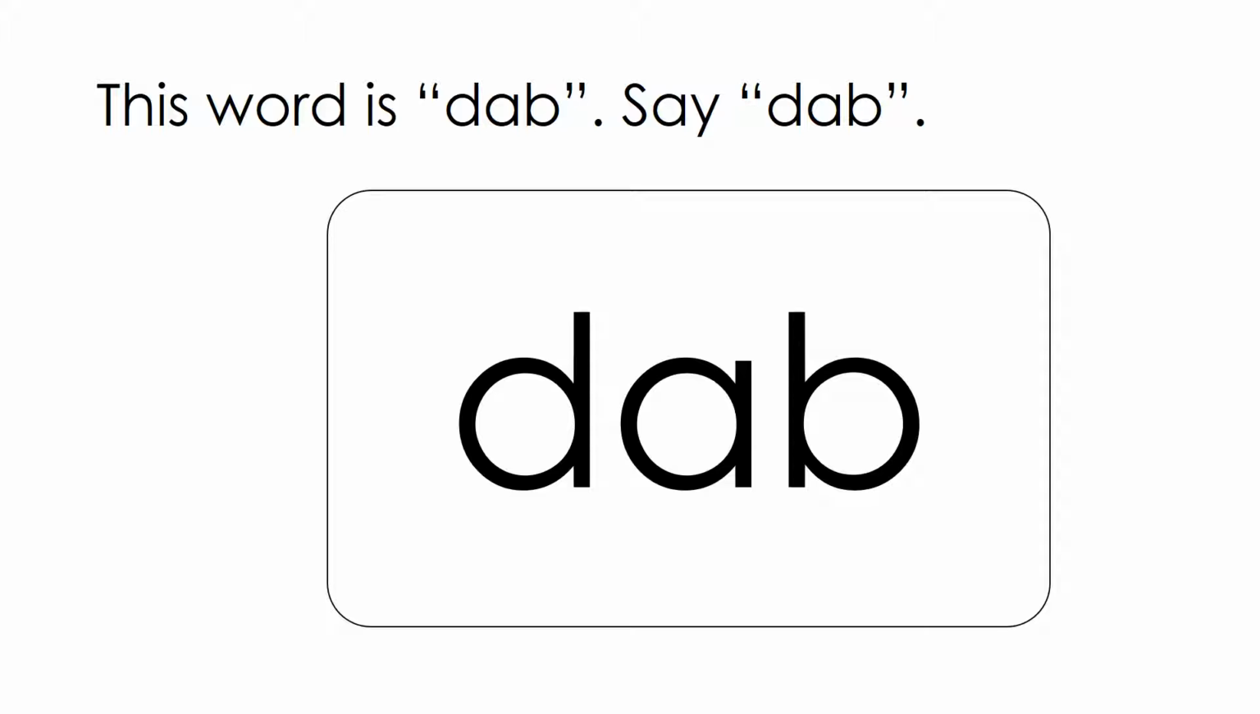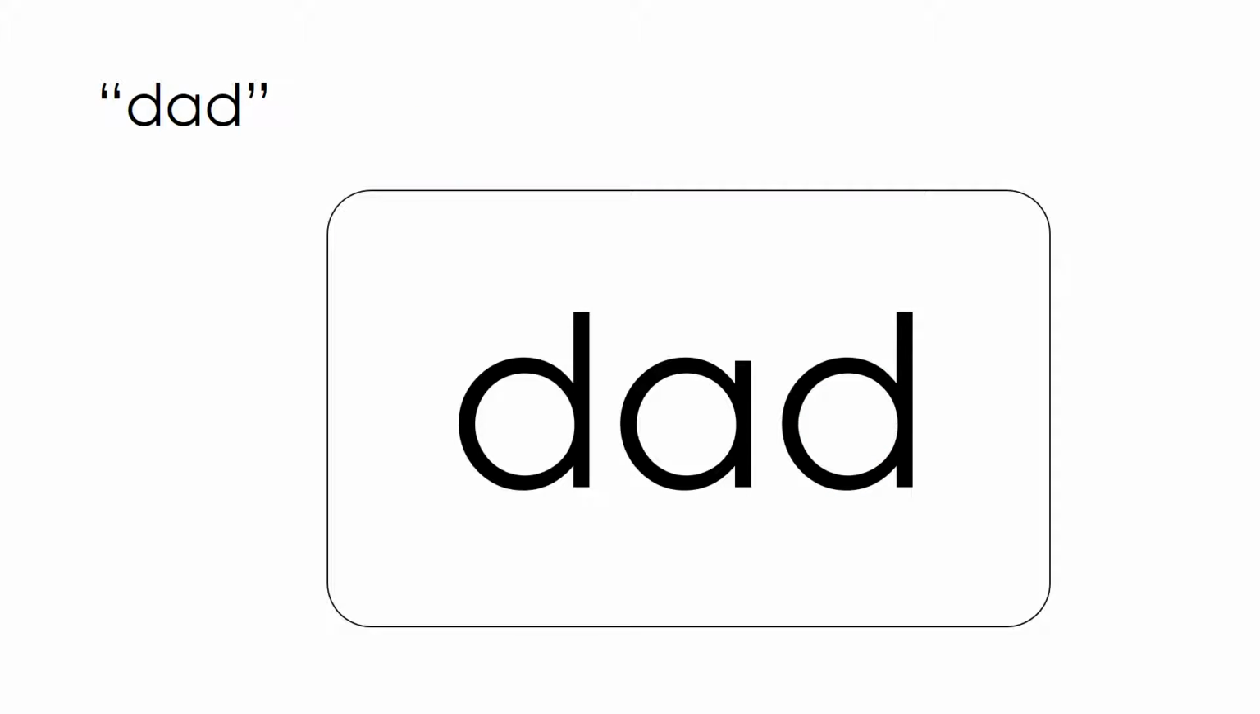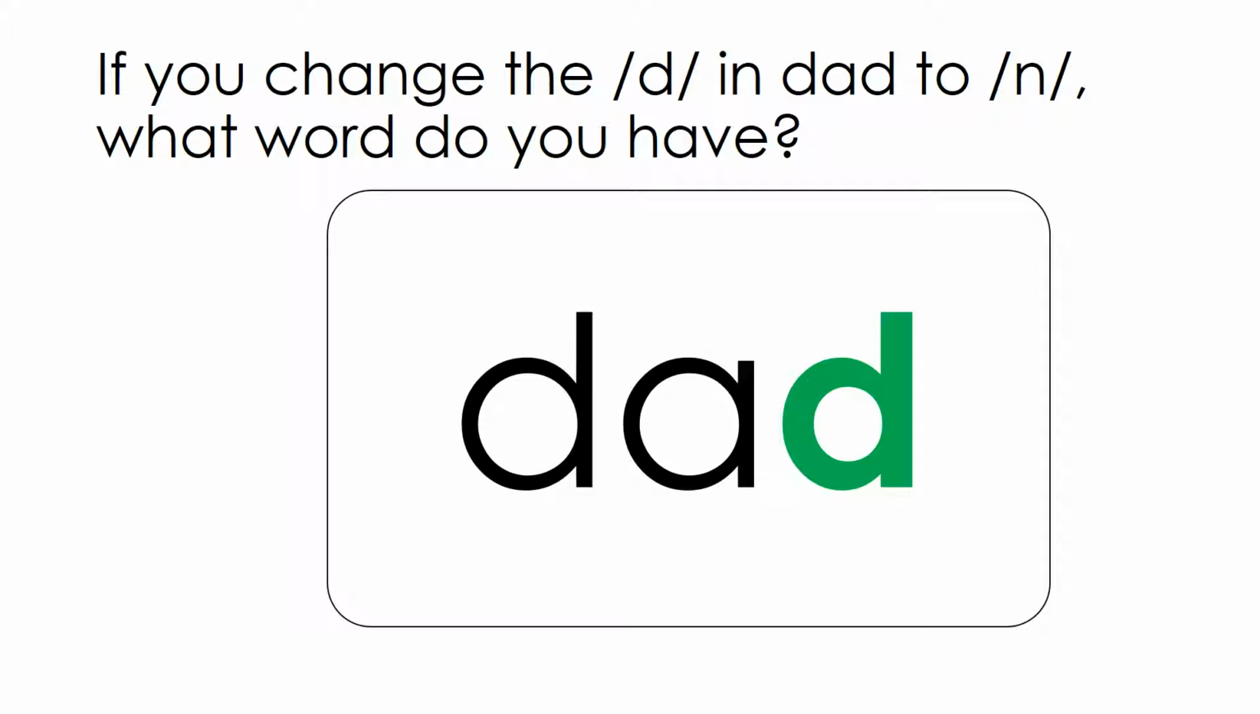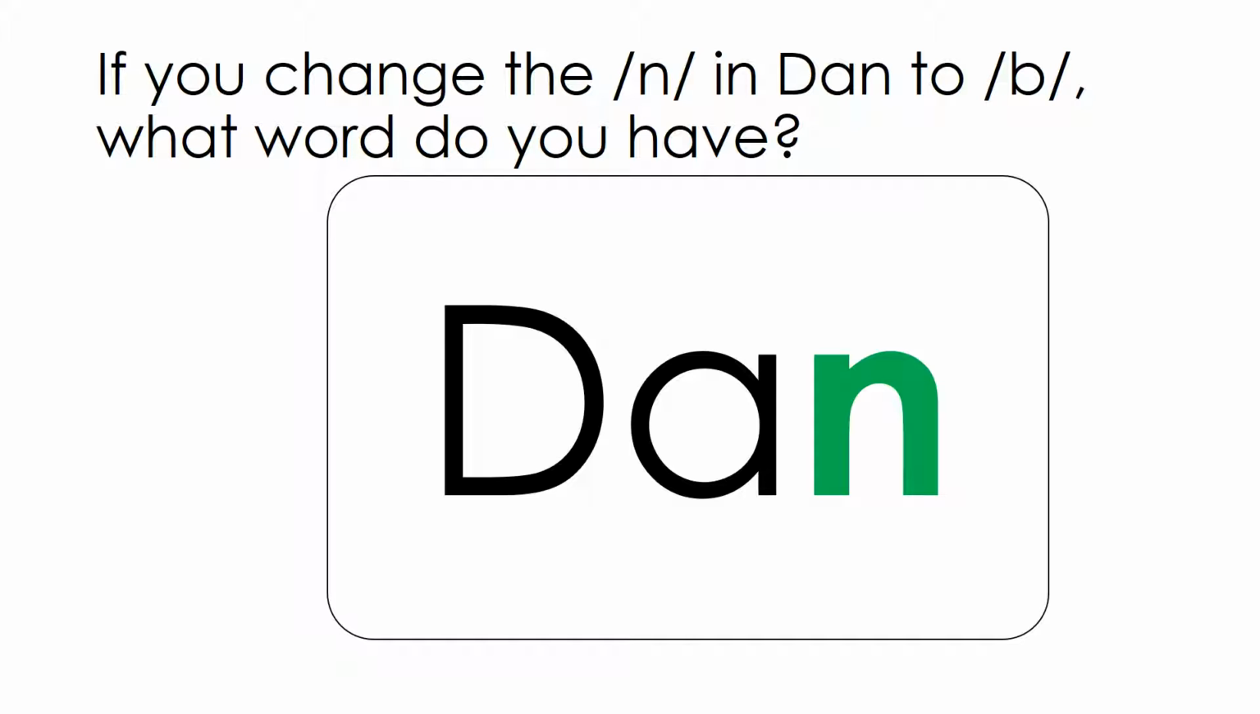This word is dab. Say dab. If you change the B in dab to D, what word do you have? Dad. If you change the D in dad to N, what word do you have? Dan. If you change the N in Dan to B, what word do you have? Dab.